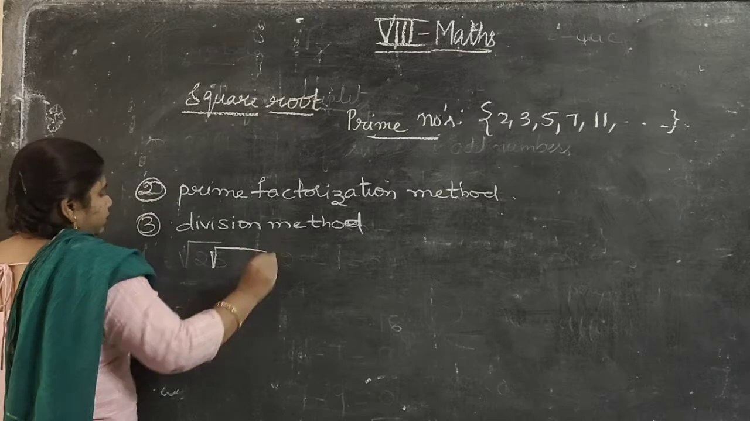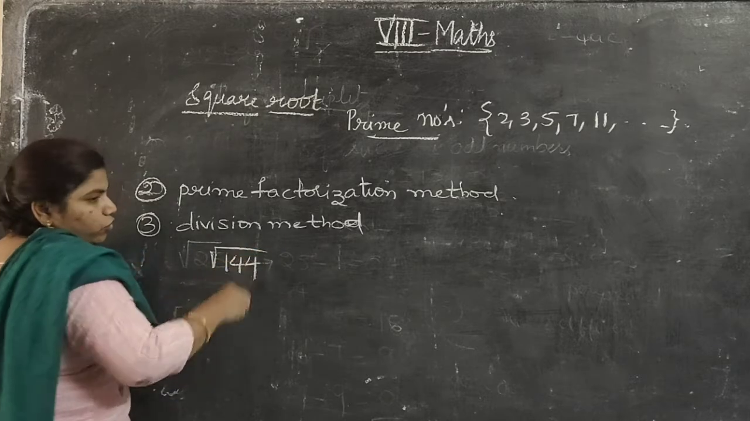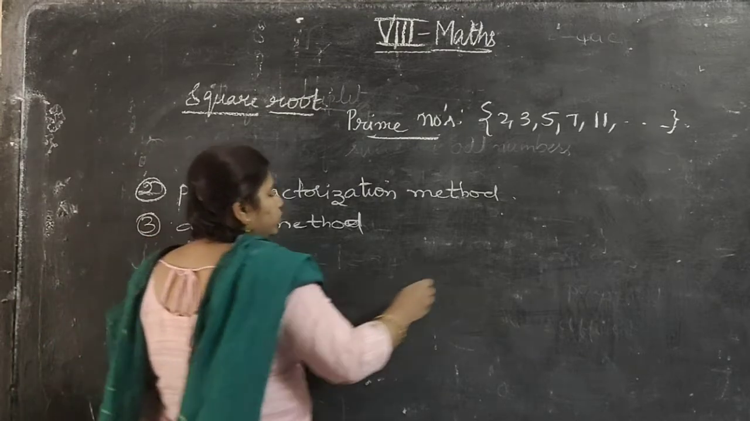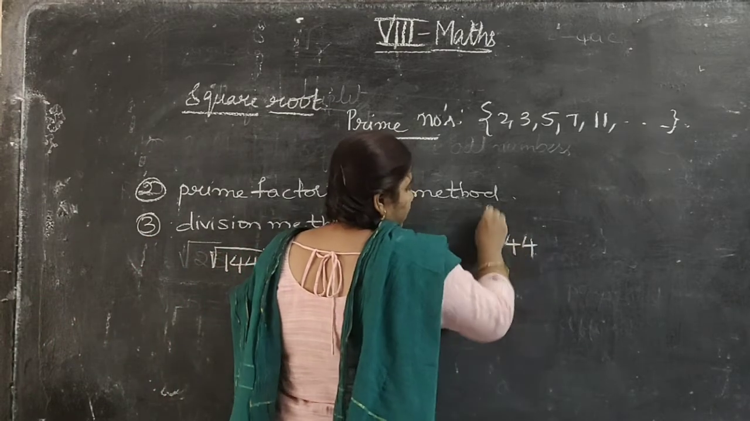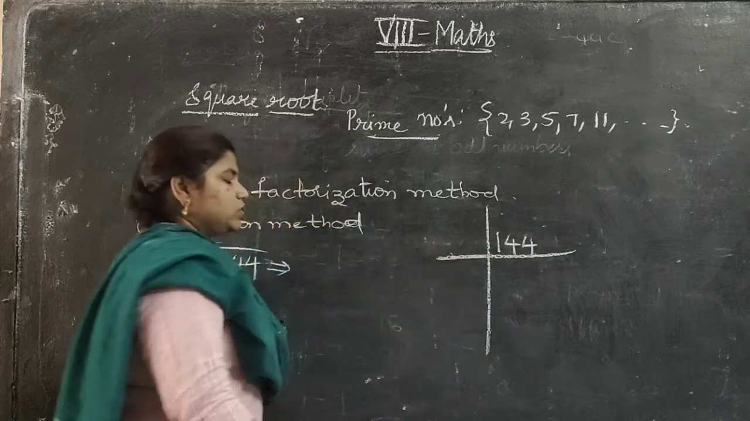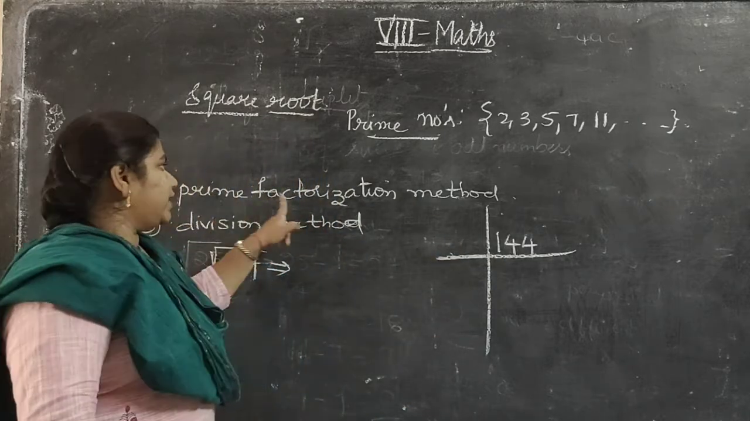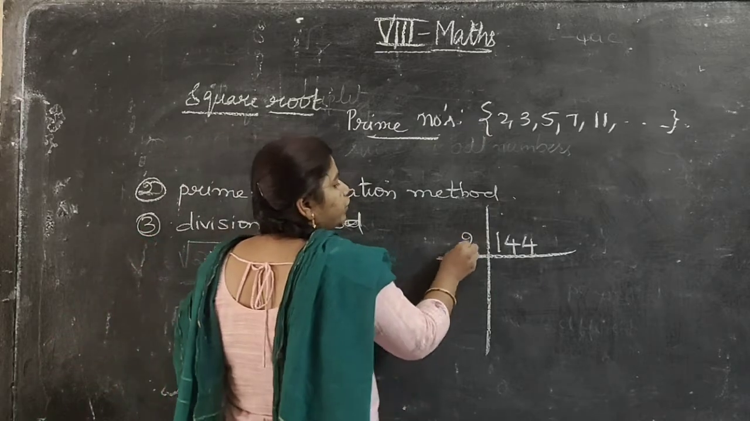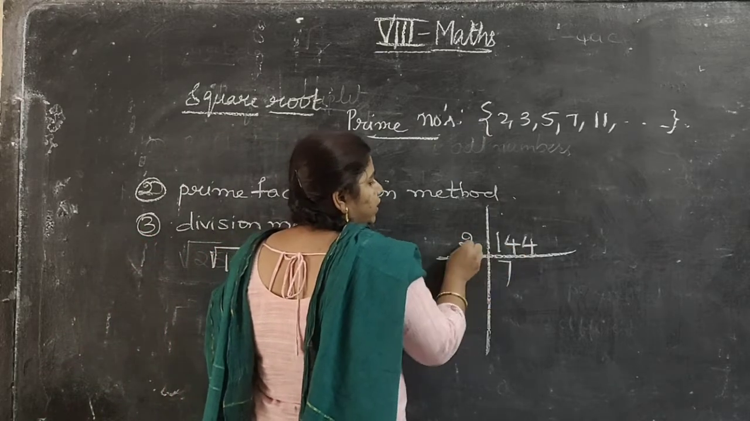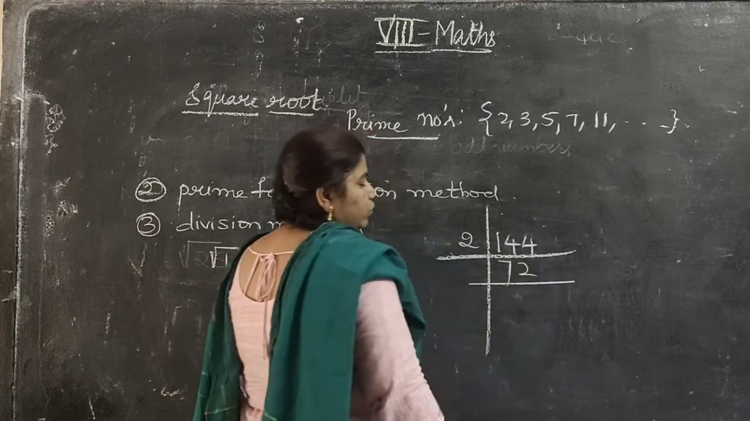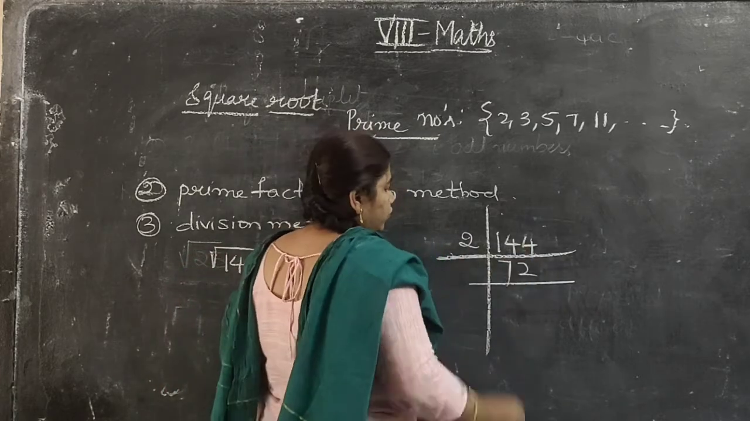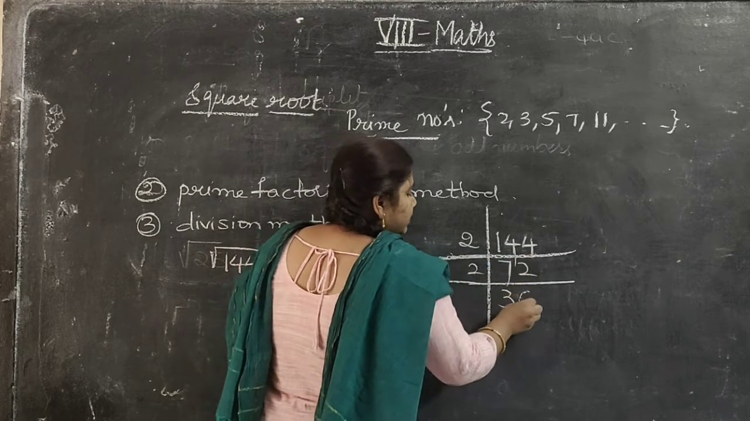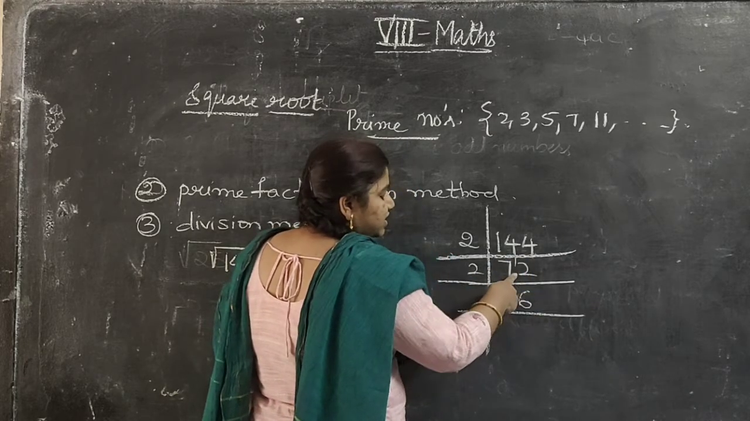Suppose I want to find the square root of 144. So how to find the square root of 144? First you have to do the prime factorization of 144. Prime factorization means we have to use only prime numbers. So first I am taking 2 here. 2 sevens are 14, 2 twos are 4. You got 72. 2 seventy-twos are 144. So again I am using 2 here. 2 threes are 6, 2 sixes are 12. So 2 thirty-sixes are 72.